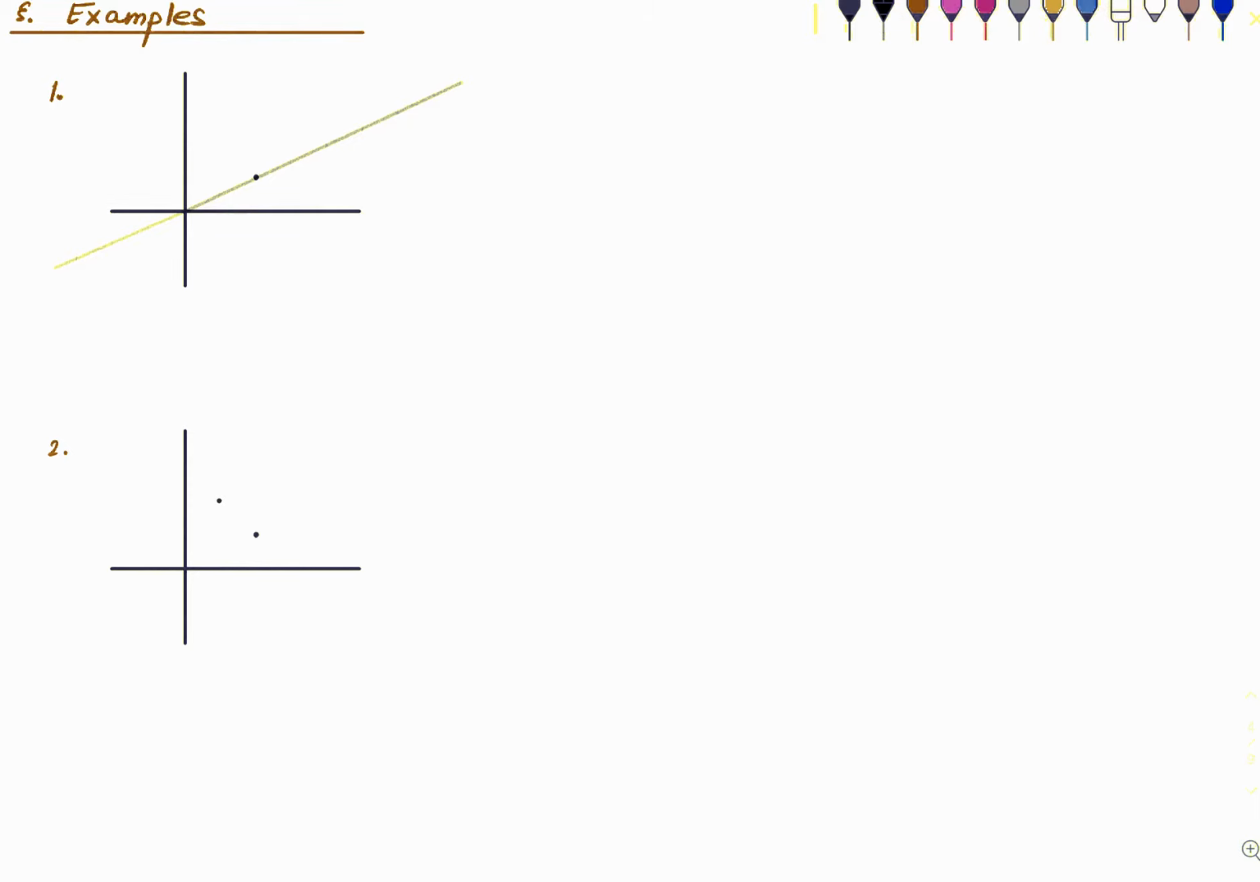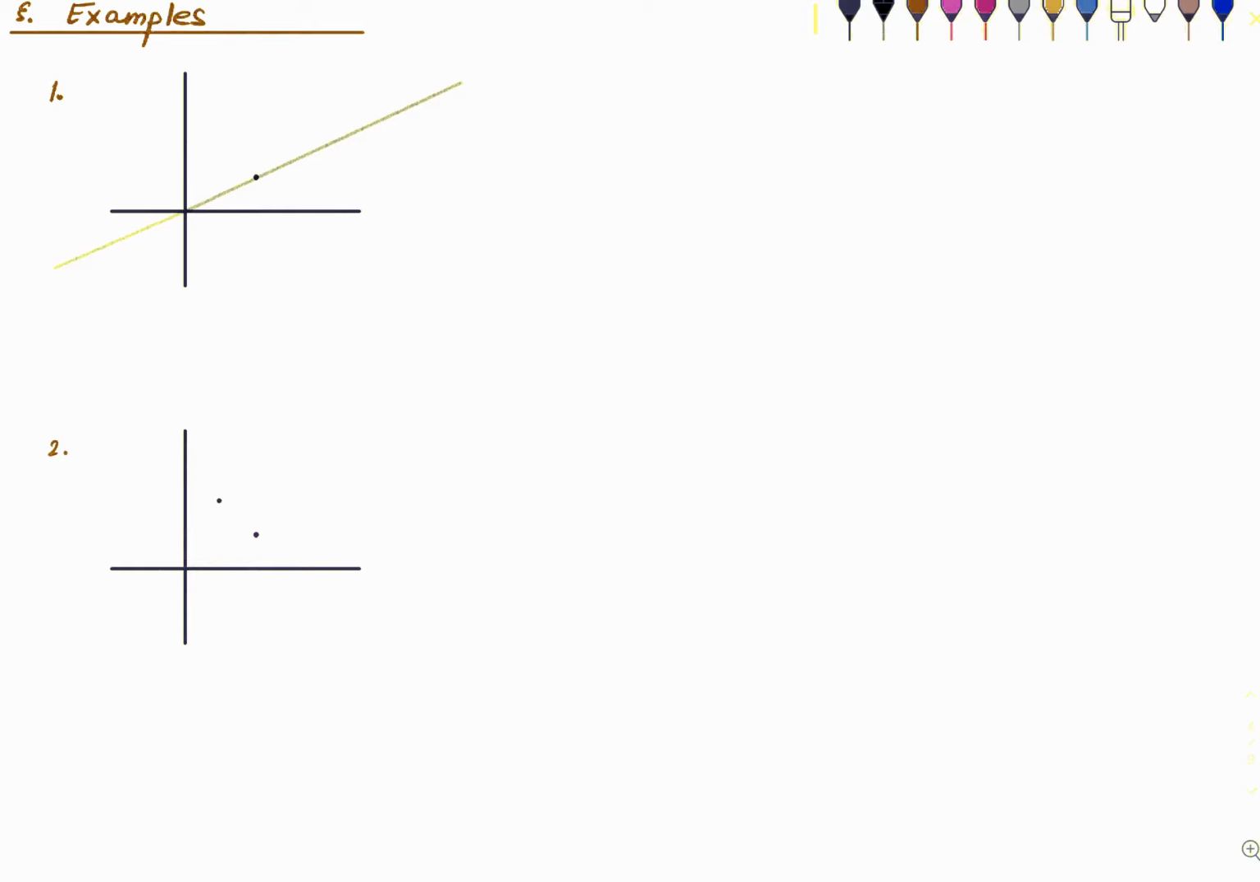What about 2 points? We have 2 points not lying on the same line passing through the origin. What is the span of these two? The span of these two is everything, the entire R2. And I leave you to figure that out for yourself.